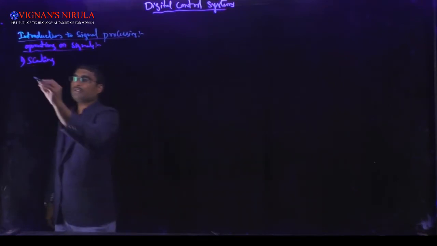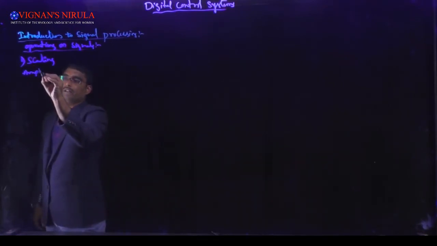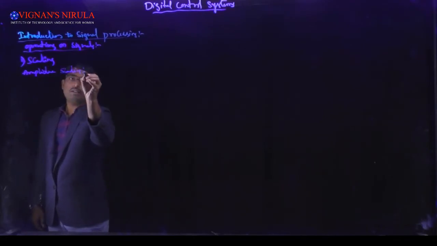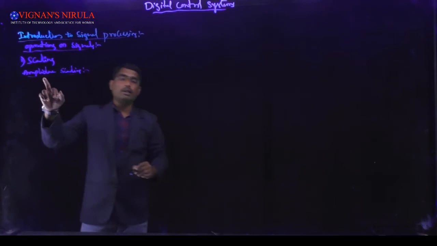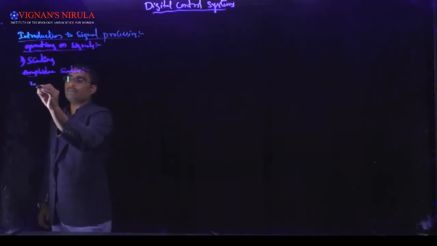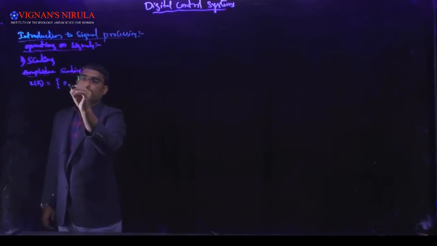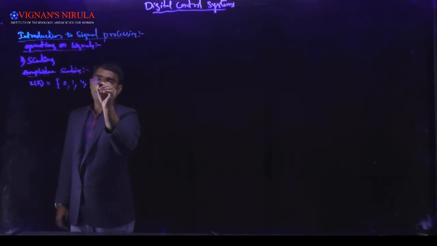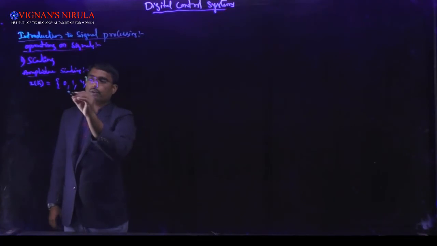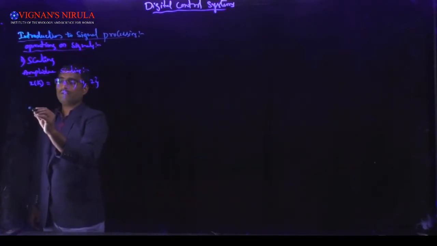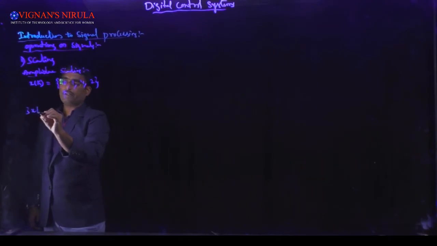So in case of amplitude scaling, the name itself says amplitude will be multiplied. See here, if you take an example, x of k equals 0, 1, 4, 2. If the mark is not being placed, by default it will be here. Then amplitude scaling means it is like 3 into x of k.